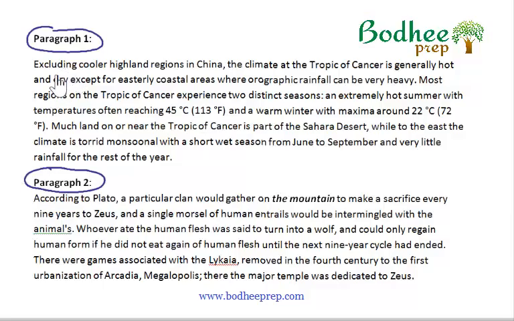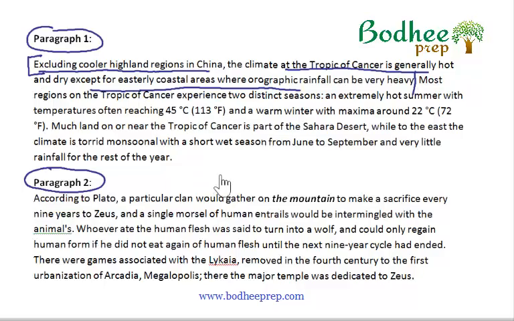In paragraph 1, we have the sentence: Excluding cooler highland regions in China, the climate at the Tropic of Cancer is generally hot and dry, except for easterly coastal areas where orographic rainfall can be very heavy. So the very first sentence, you get a feeling that okay, this kind of description is a generic description. It is quite likely to start a paragraph.